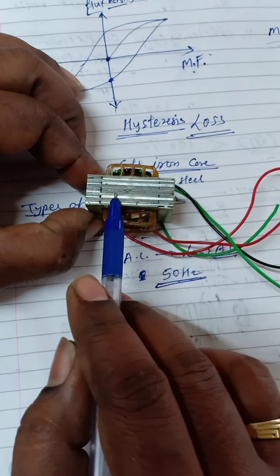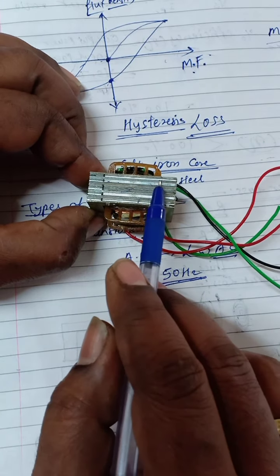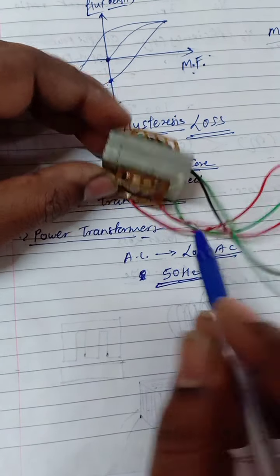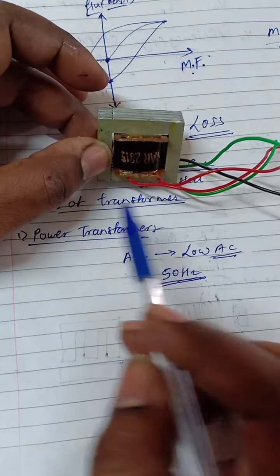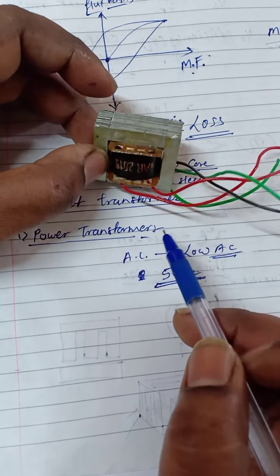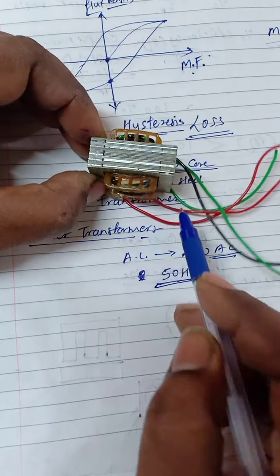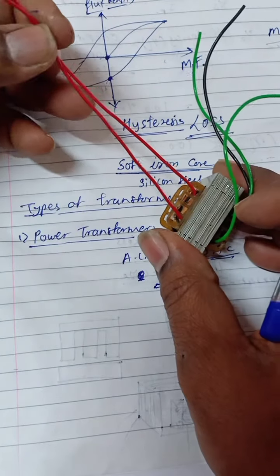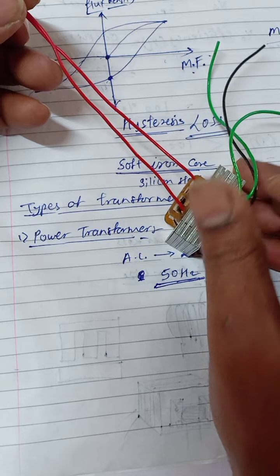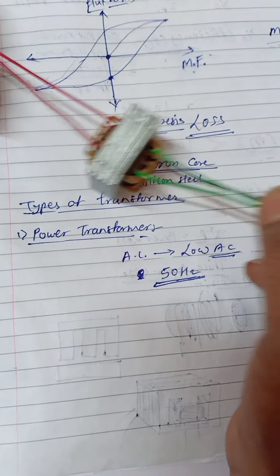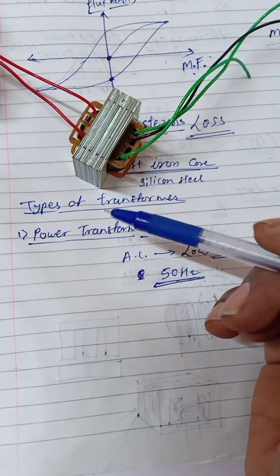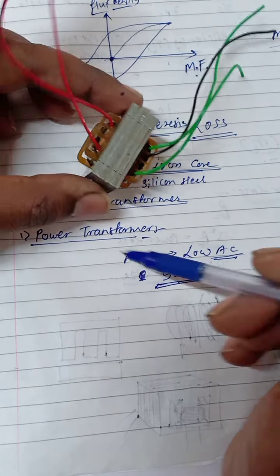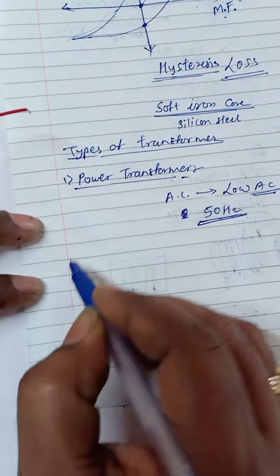On 50 to 60 hertz, it shows a proper response. This is also a power transformer which is used in DC power supplies. Here we apply an AC voltage with a 50 hertz frequency to the primary, and the three terminals are the secondary. It is a center tap transformer. So this is a power transformer.